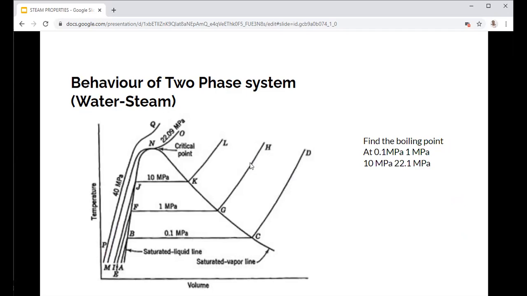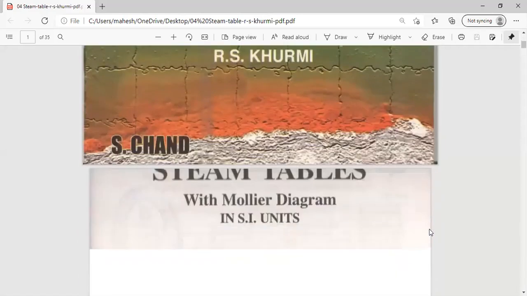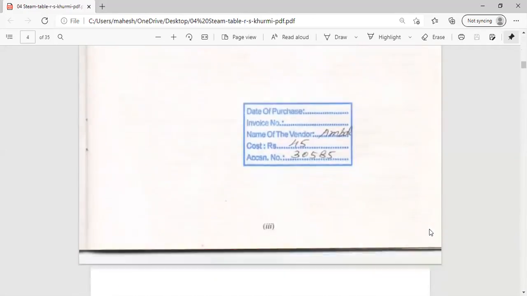Okay, with this understanding, let us arrive at a simple problem. Suppose the problem is that you need to find the boiling point of water at 0.1 megapascals. What you would be doing is referring to the steam table and looking for the saturation temperature. Let me show you another screen where there are the steam tables. Okay, so what you see is the steam tables here, and let me try to show you the saturation temperature here.